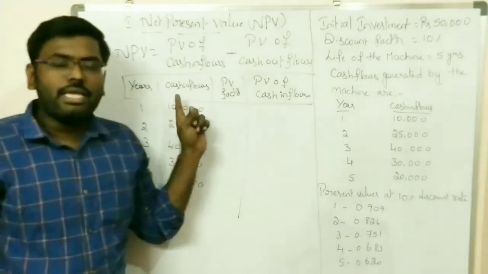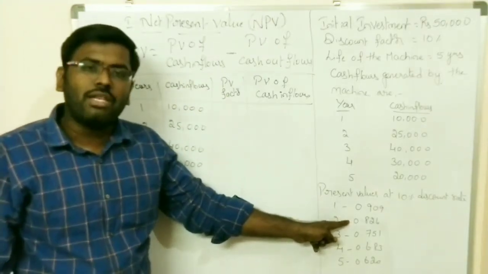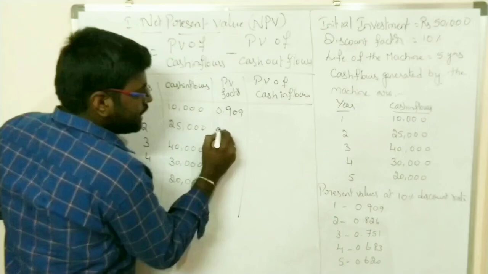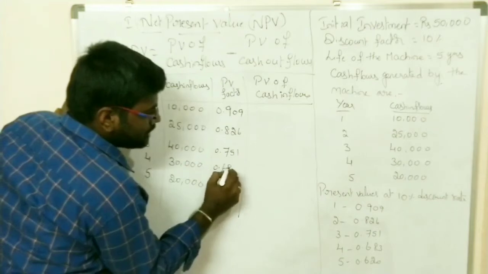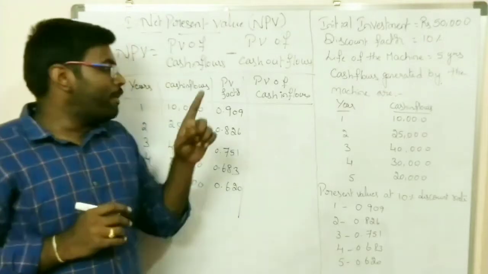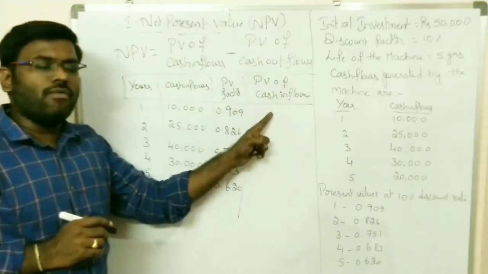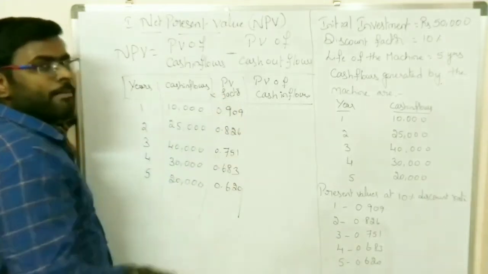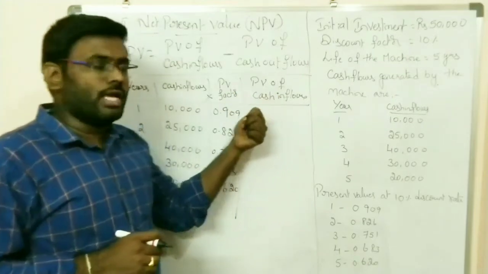Now we have written the years and, as usual, the cash inflows. Now under PV factor write down the present value table values. First year 0.909, second year 0.826, third year 0.751, fourth year 0.683, and the fifth year 0.620. Now if you multiply the present value factor with the cash inflows, you will get the present value of cash inflows. So multiply cash inflows by the PV factor.